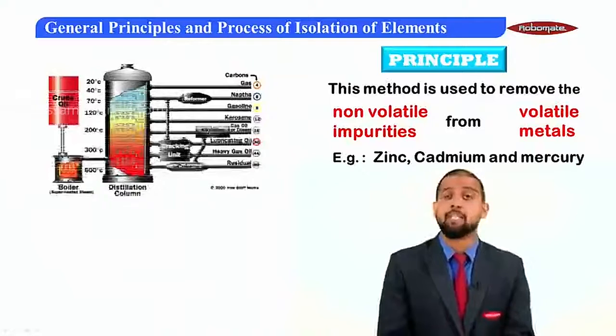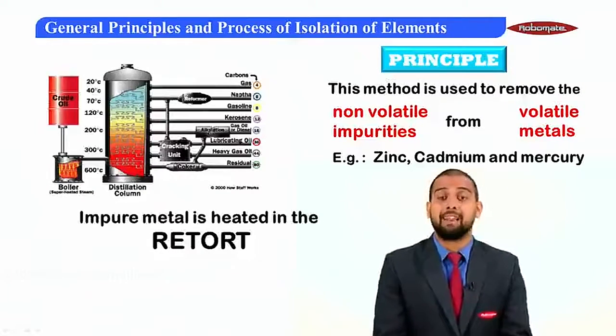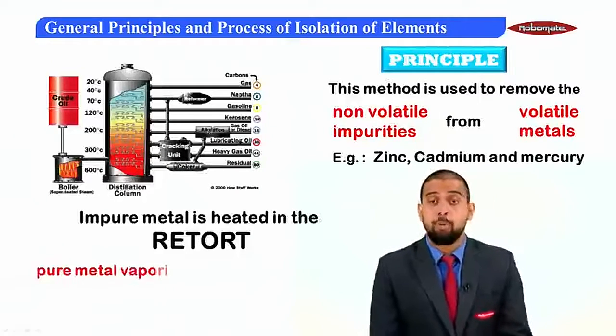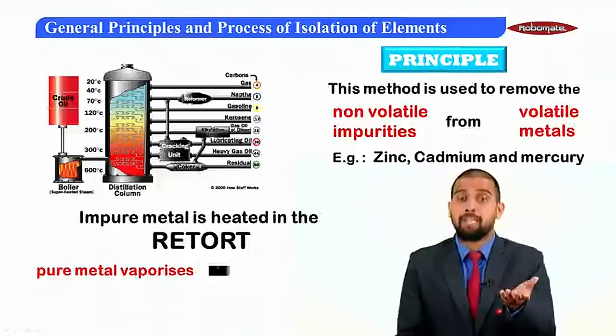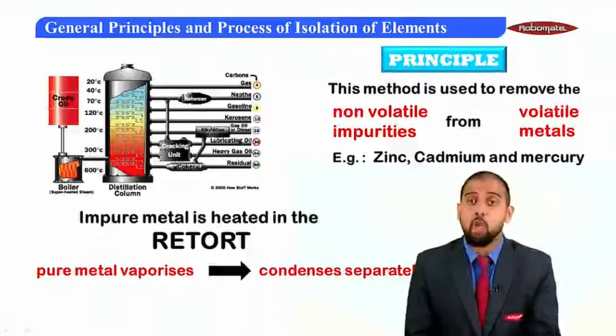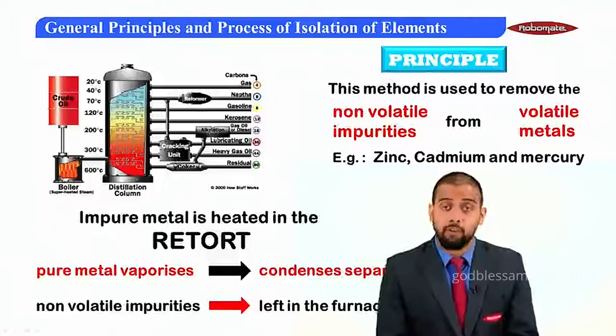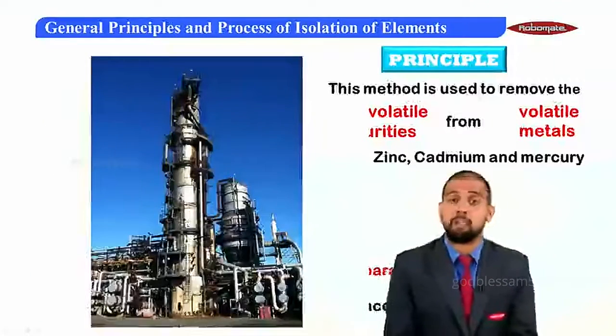Now let us see its working. So first of all, we will take the impure metal and heat it in a retort furnace. Because of that, all the pure metal gets vaporized and can be removed separately and condensed. Whereas what about the non-volatile impurities? Yes, they are left in the furnace, and this is the technique which is employed industrially.